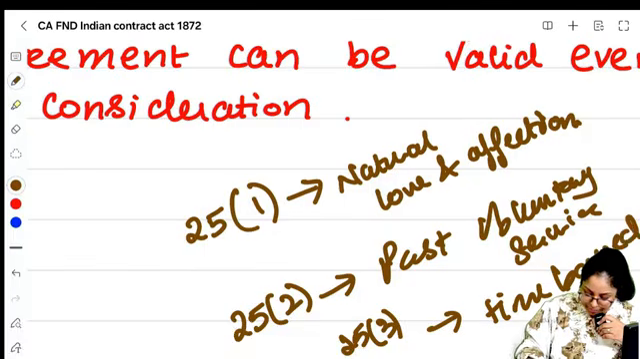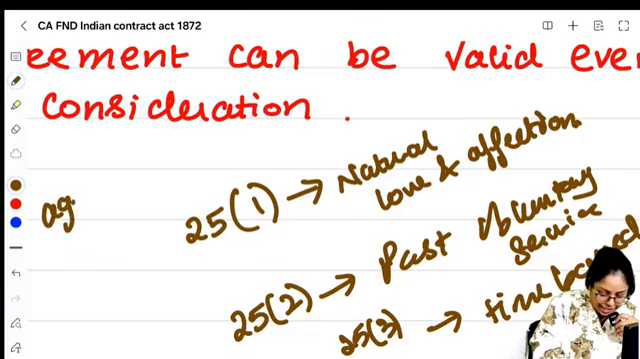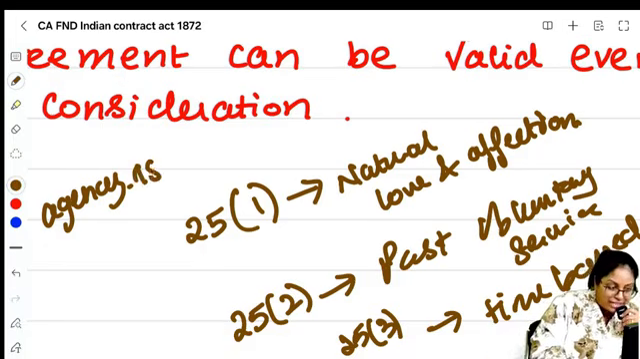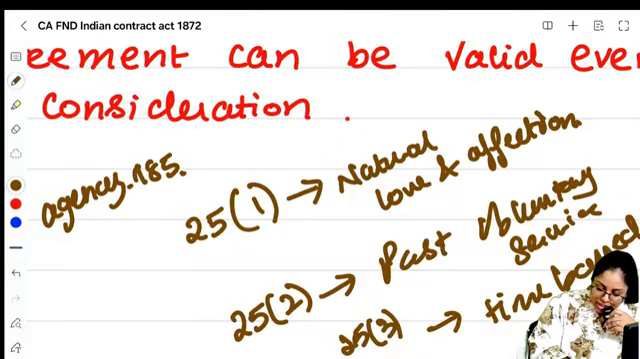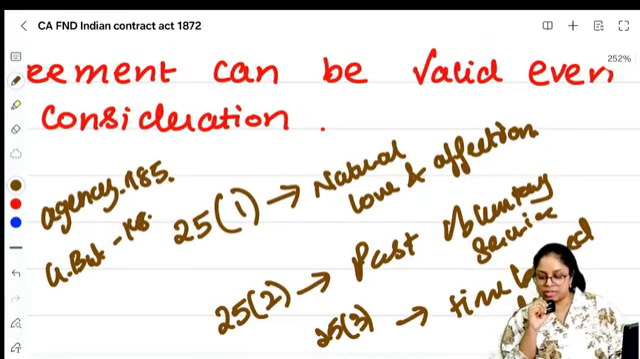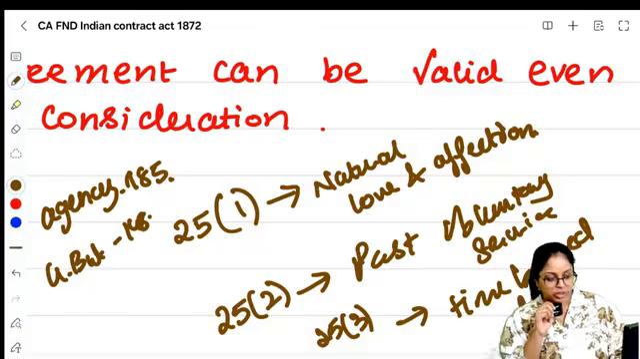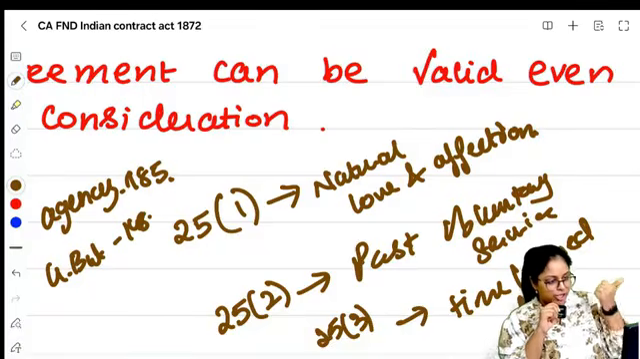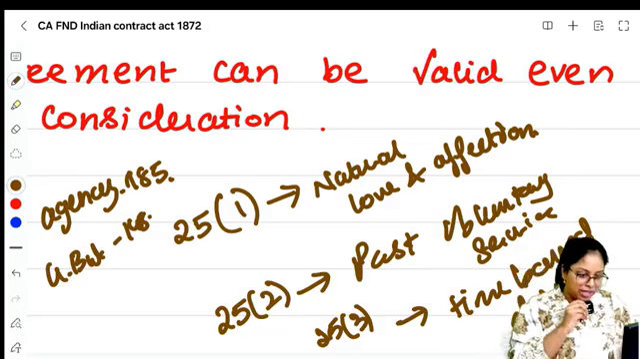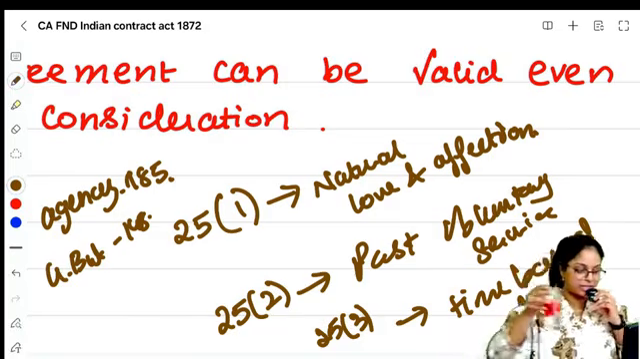Time barred debt. And the section for agency, do you know which it is? Agency is section 185. Gratuitous bailment is 148. If you can remember that, that's it. In this chapter, you only need to remember these sections, there are no sections beyond these. So in this chapter on consideration: 25(1) natural love and affection, 25(2) past voluntary service, 25(3) time barred debt, agency section 185, gratuitous bailment 148. These are all the sections in this chapter.